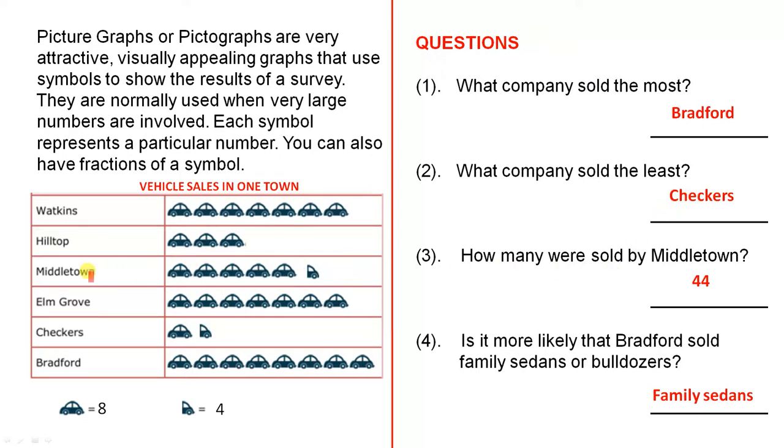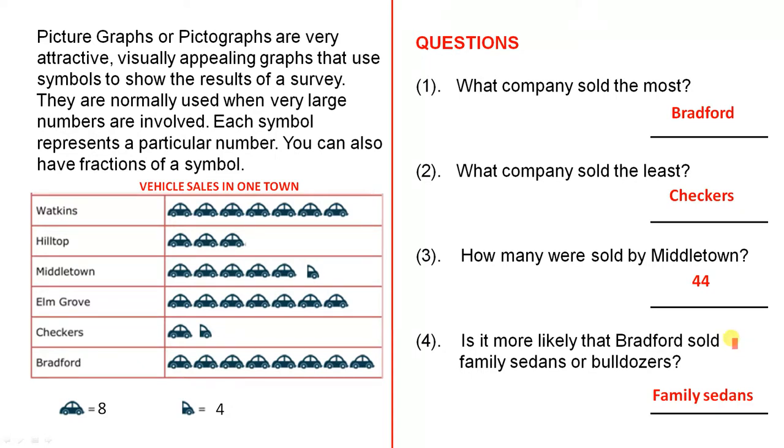How many were sold by Middletown? You go to Middletown. Now remember, each of these symbols represents 8 vehicles. So we have 1, 2, 3, 4, 5. Now each of those is 8, so 8 fives are 40. So if you know your tables, that's pretty easy. So that's 40 plus another half is 44. So Middletown sold 44.